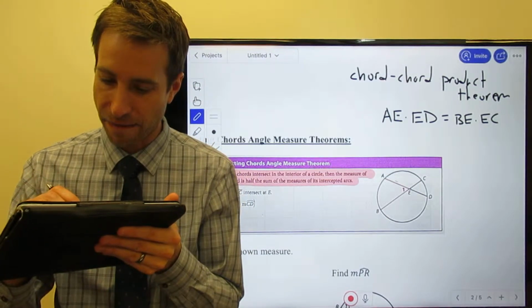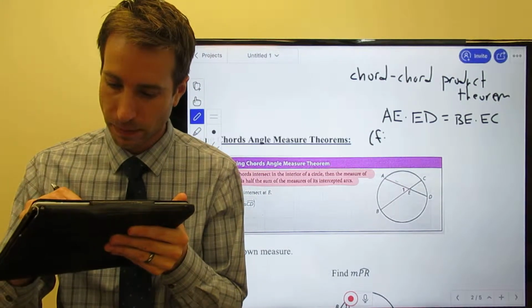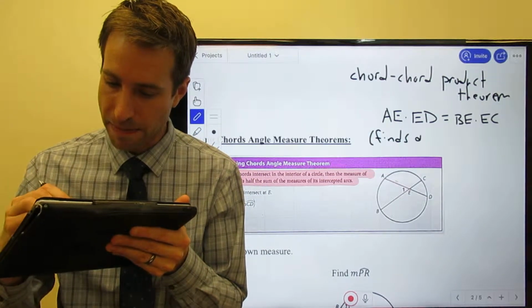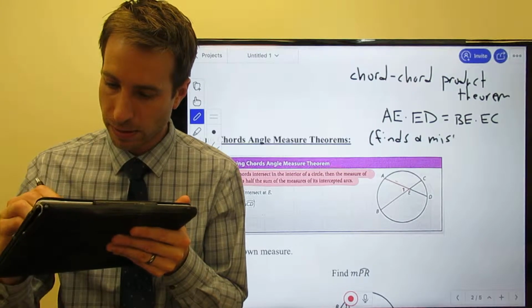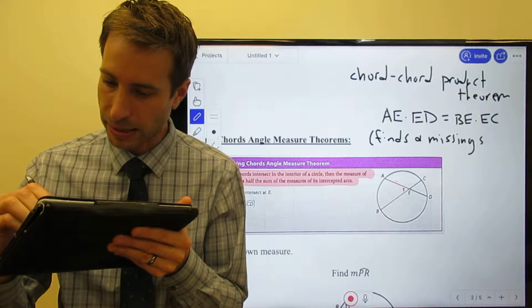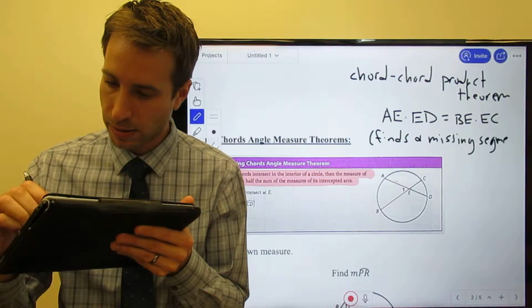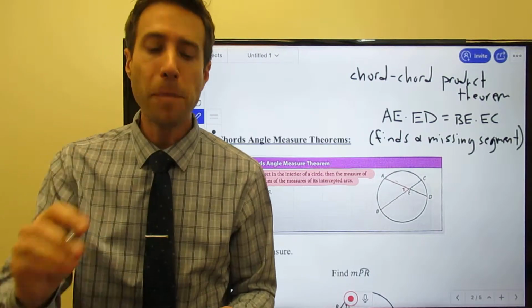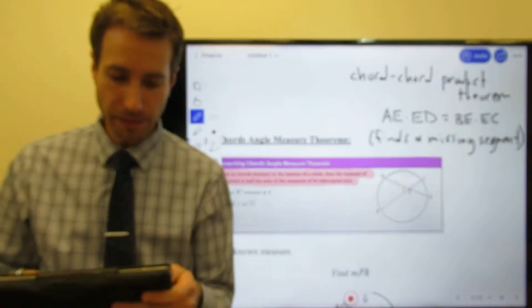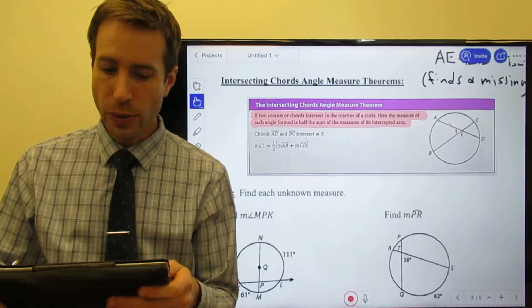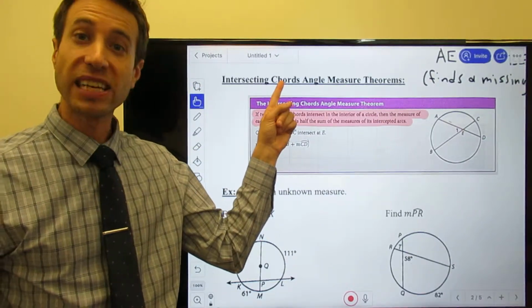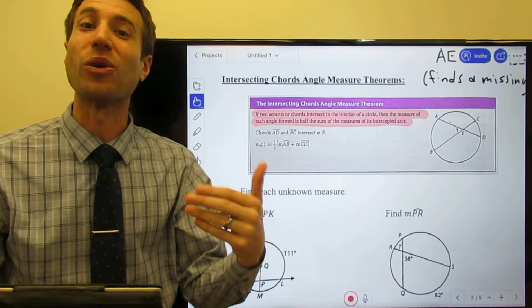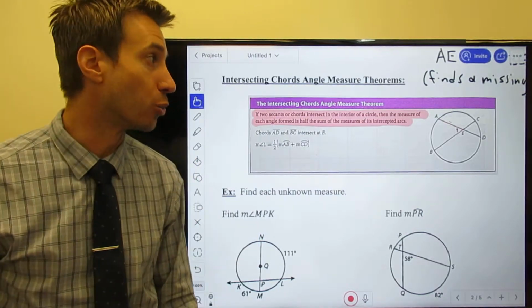So, this guy finds a missing segment. But in this section, we want to find missing angle measures. So here's the way our theorem is going to work now.